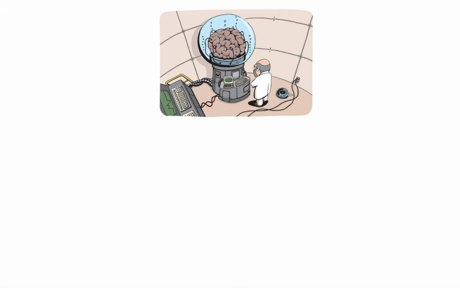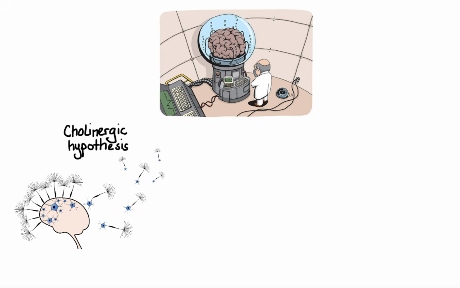The most popular ones include number 1, cholinergic hypothesis, which states that a possible cause of Alzheimer's is the loss of central cholinergic neurons and ensuing deficiency of acetylcholine, a neurotransmitter involved in memory and learning.